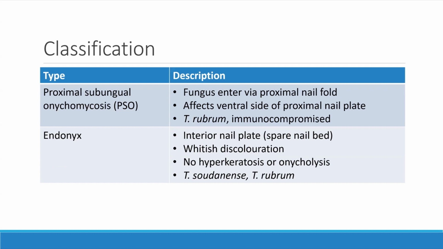The third type is known as proximal subungual onychomycosis, PSO. The fungus enters via the proximal nail fold and affects the ventral side of the proximal nail plate. The organism is usually T. rubrum, and the patients are often immunocompromised. In the endonyx type, it affects the interior of the nail plate and spares the nail bed. There's whitish discoloration. There's no hyperkeratosis or onycholysis. Common organisms are T. soudanense and T. rubrum.